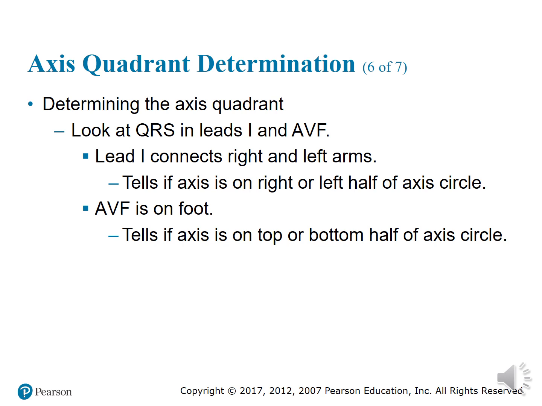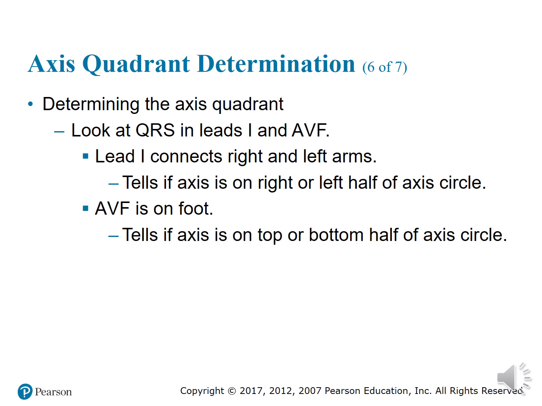In order to determine axis quadrants, the thing you need to concentrate on when you're reading your 12-lead EKG strip is to look at the QRS in lead 1 as well as the QRS in AVF. The reason we're looking at those two particular leads is because they are perpendicular to each other, meaning they're right across from each other.